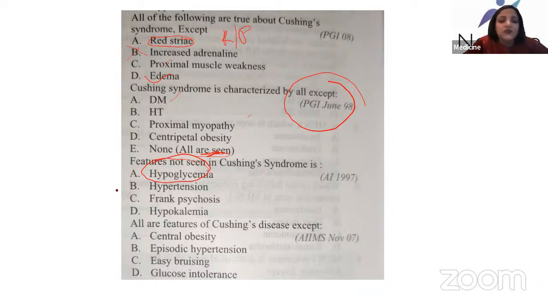Okay, and all other features of Cushing disease except centripetal obesity, yes. Episodic hypertension, easy bruising, and glucose intolerance. The patient of Cushing syndrome always has persistent diastolic hypertension. They never have episodic hypertension. So this is the except answer.